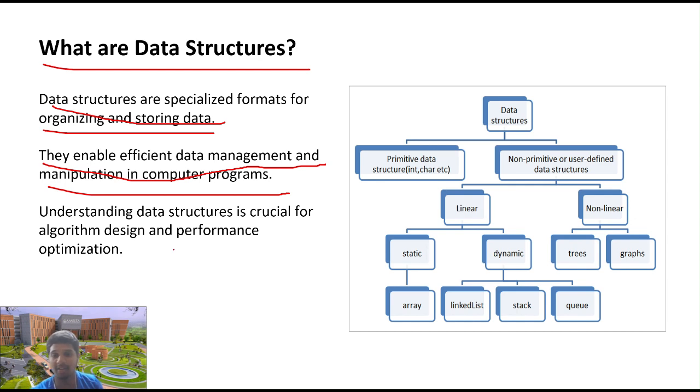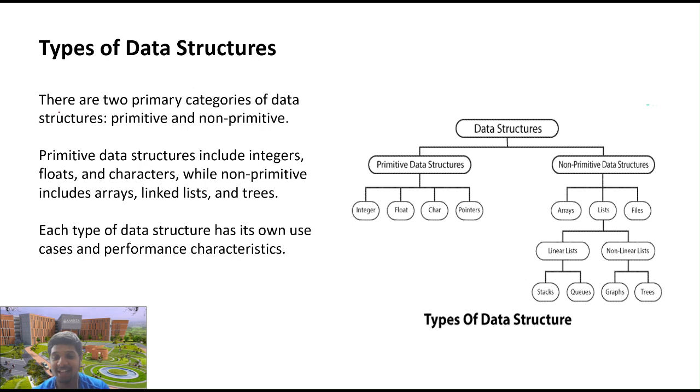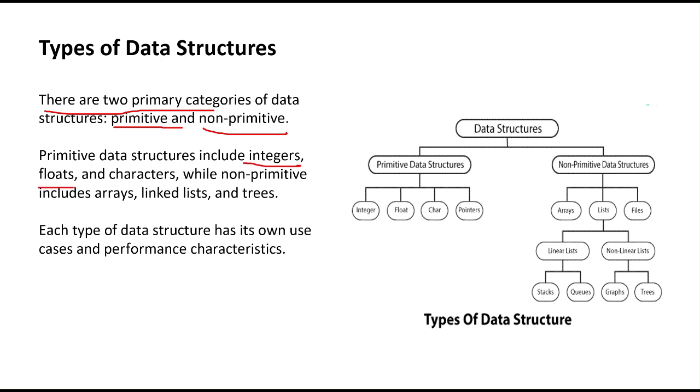So after the data structure, let us know more about it. Types of data structures. We have two types of data structures: primitive and non-primitive. Primitive data structures include integers, floats, and characters, while non-primitive data structures include arrays, linked lists, and trees. In the primitive data structures, we have only a single value, like a single integer, float, or character. While in the non-primitive, there will be a collection of integers or a collection of floats or anything. These come under non-primitive data structures.